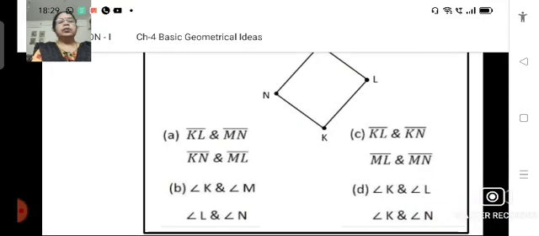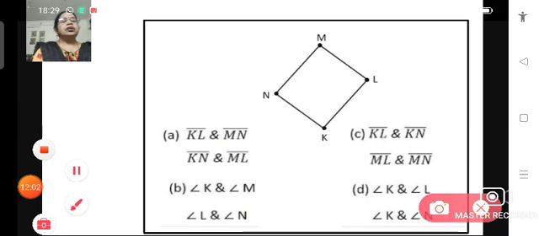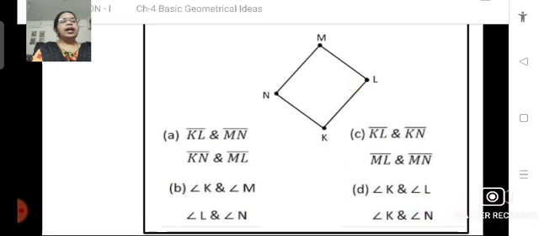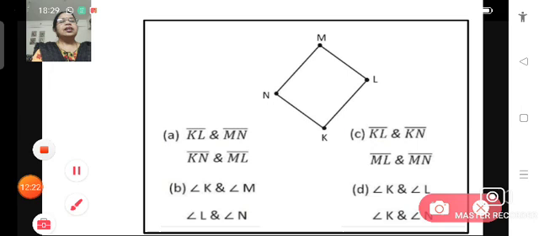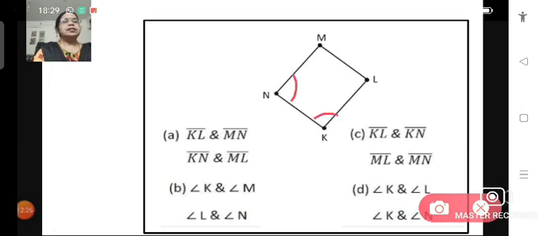Now we have to write the adjacent angles. So angle K and angle L are adjacent angles. Angle K and angle L are a pair of adjacent angles, and angle K and angle N are also adjacent angles.